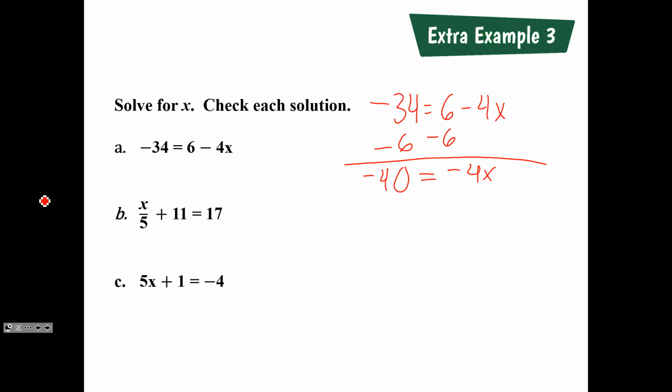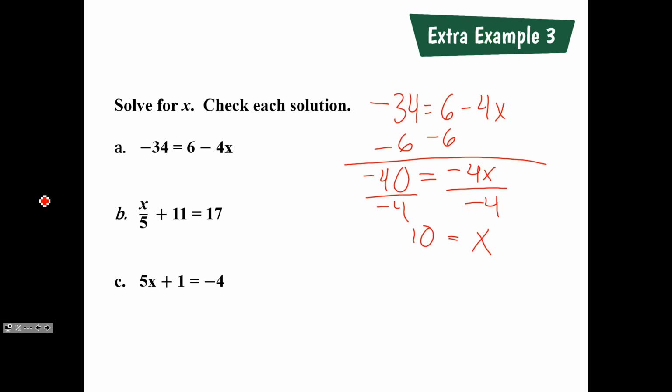So how would we undo the multiplication? Caesar? Divide by, what do we do? Positive 4? Negative 4, because it's a negative 4 up here. So we get x by itself on the right-hand side. Negative 40 divided by negative 4, we get a positive 10, because a negative divided by a negative is a positive. Then we need to check our solution.